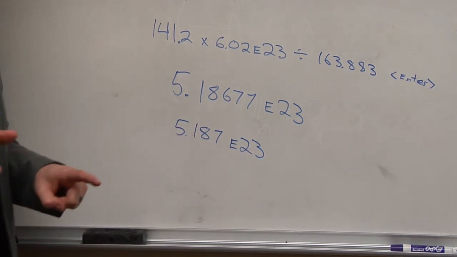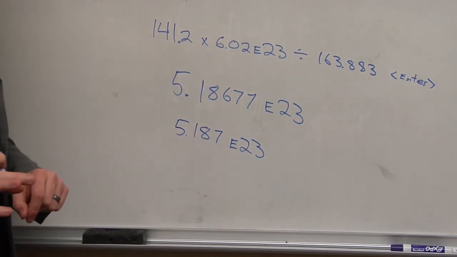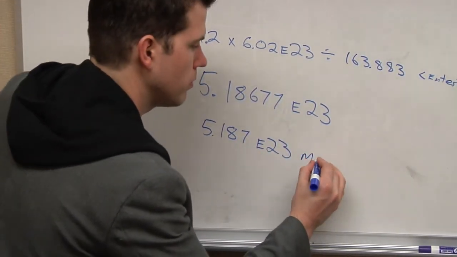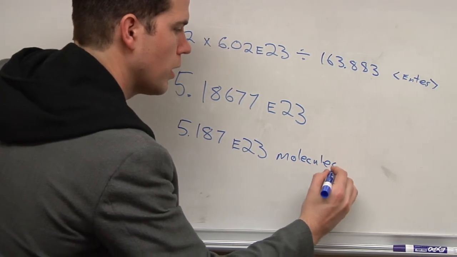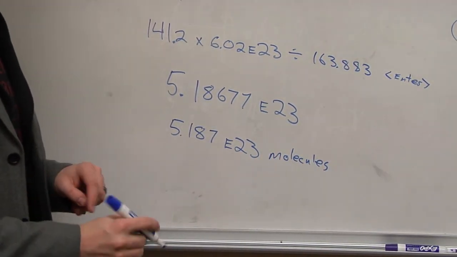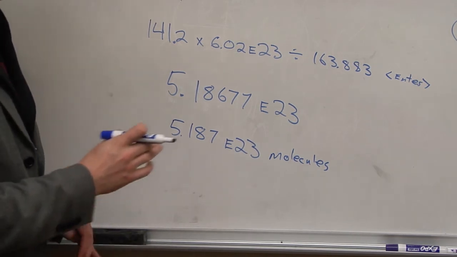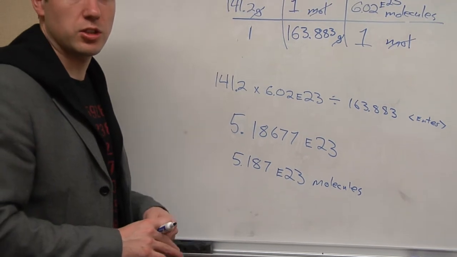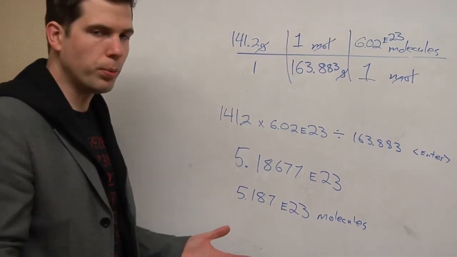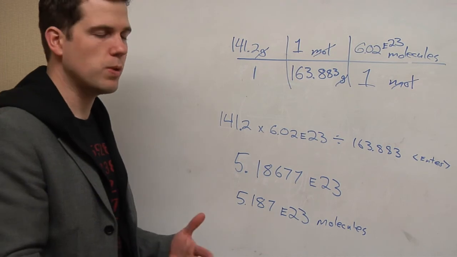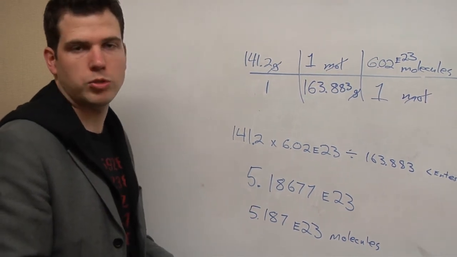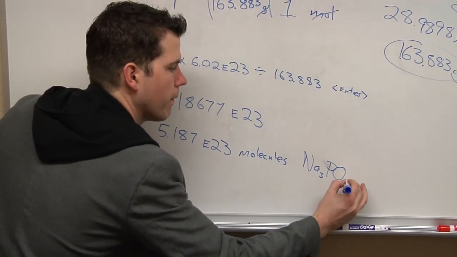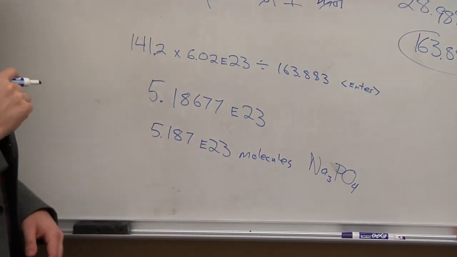5.187E23. Don't forget, you do need labels or you will probably miss points. What is this thing measuring? Molecules. And molecules of what? Not only do you need to say which office you're in inside the office building, you also need to say what is the substance that you're measuring. In this case, the whole problem was about sodium phosphate, so either write it out in words or just use the formula. And that is the final solution.